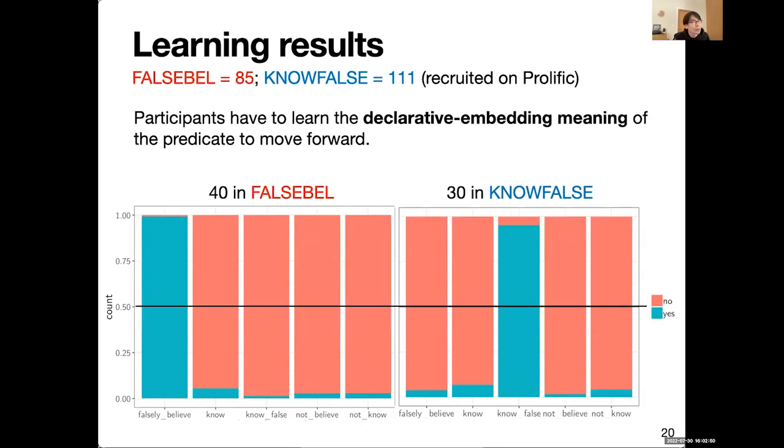Now, I'll talk about the general difficulty of the experiment a bit later. These graphs show that the participants who passed the exclusion were very good at learning the meanings of the predicates with respect to declarative complements. So they correctly judged that false-bell is true only in the falsely believed scenario, and they judged that no-false is true only in the no-false scenario.